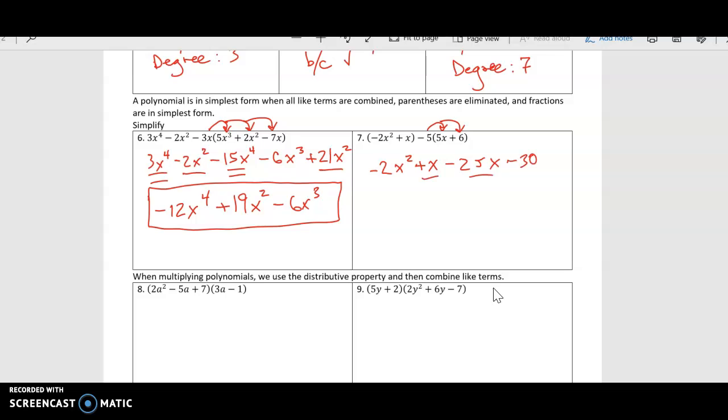All right, we just need to combine these like terms. That's in simplest form.